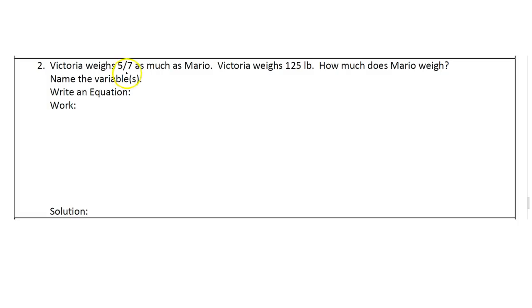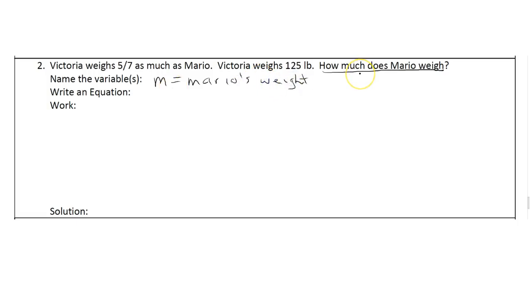Let's look at example 2. Victoria weighs 5/7 as much as Mario. Victoria weighs 125 pounds. How much does Mario weigh? The variable is the answer to the question, how much does Mario weigh? Let's call it M. M equals Mario's weight. The answer to the question, how much does Mario weigh?